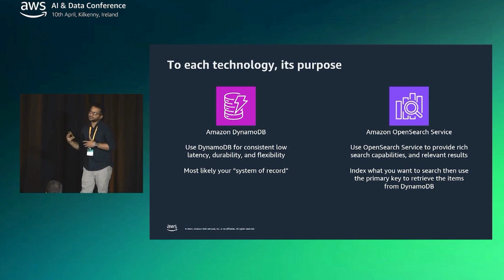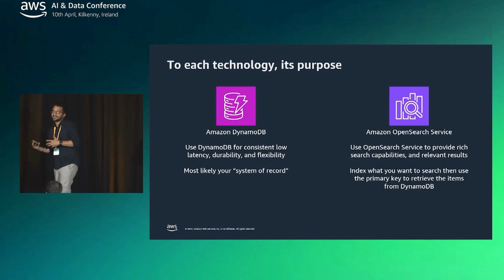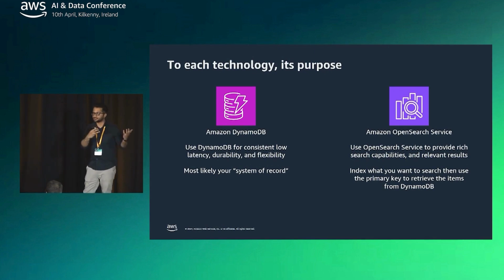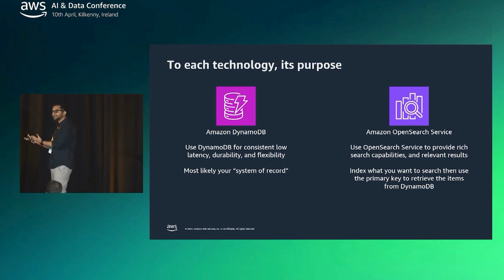So we see customers using both of these stores together in cases where they need the fuzzy searching, the rich text search or the semantic search capabilities, but they also need the high throughput, low latency access. And this is also something that we use on the Amazon retail store, similar to these services.